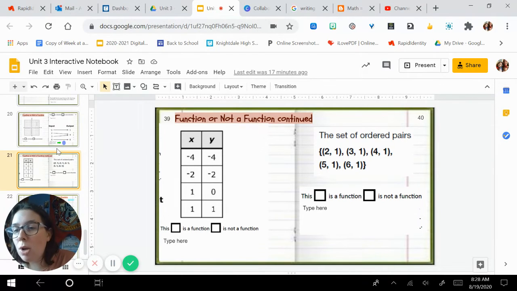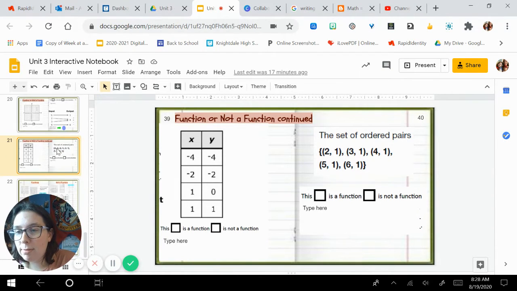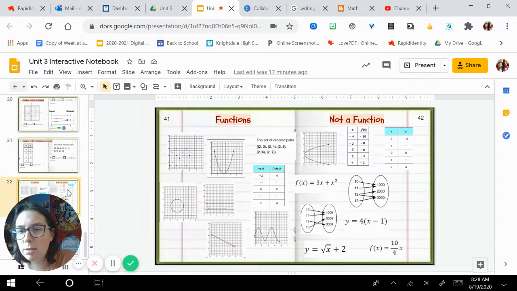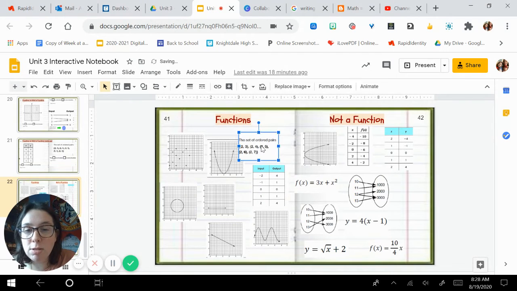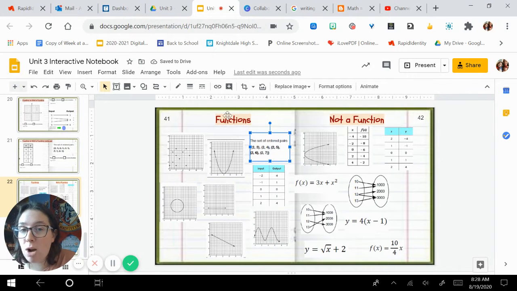Okay, so your job, if I can get it, it's being very slow. There we go. So your job is to match each of the graphs, the tables, the equations, the input-output tables into the right column. You can just move these around easily. Move them and order them so they're either on the function side or the not function side, okay? That's all you have to do. You don't have to do anything else with it. Just put them on the right side of the page, okay?